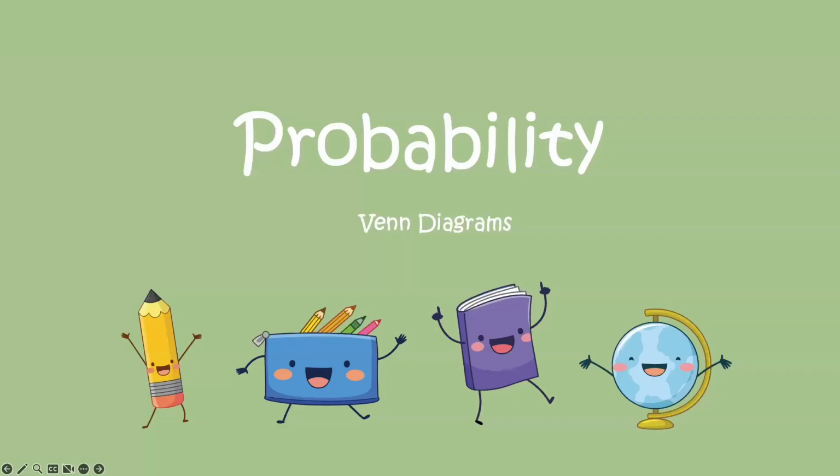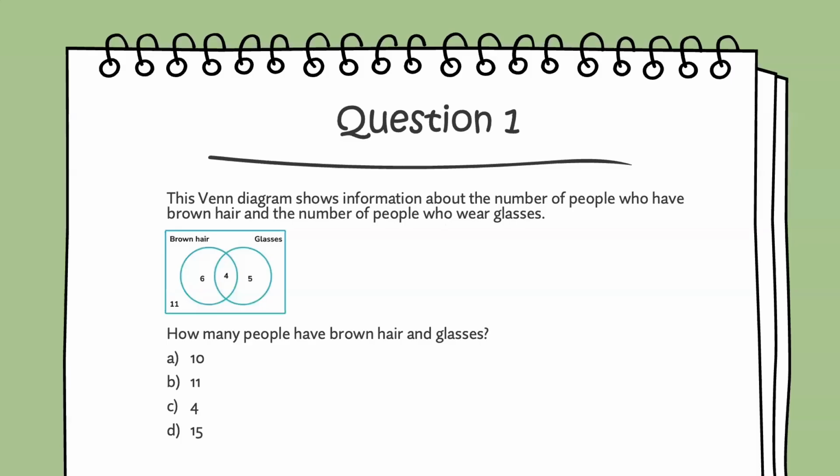Hi everyone, so today we're going to be looking at some probability Venn diagram questions. The first question we've got here shows us a Venn diagram which shows information about the number of people who have brown hair and the number of people who wear glasses. Now it's a simple question. It's just asking us how many people have brown hair and glasses.